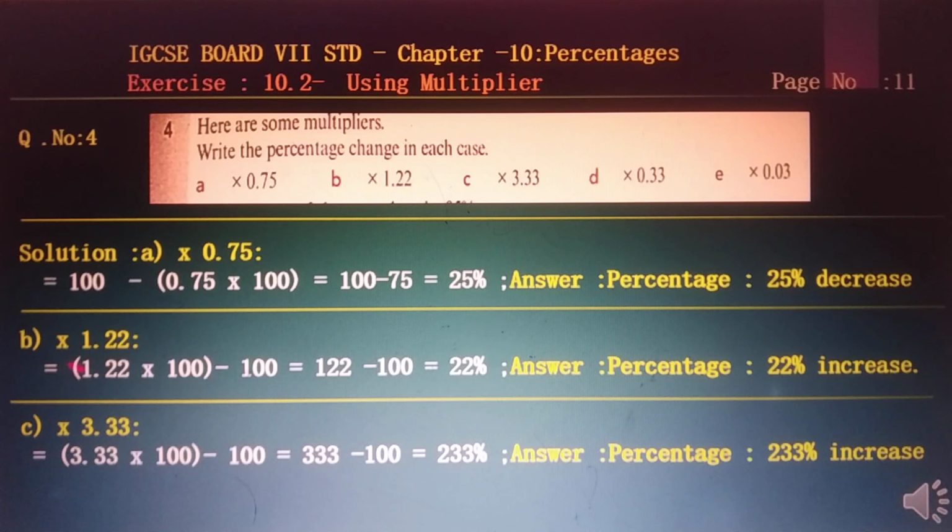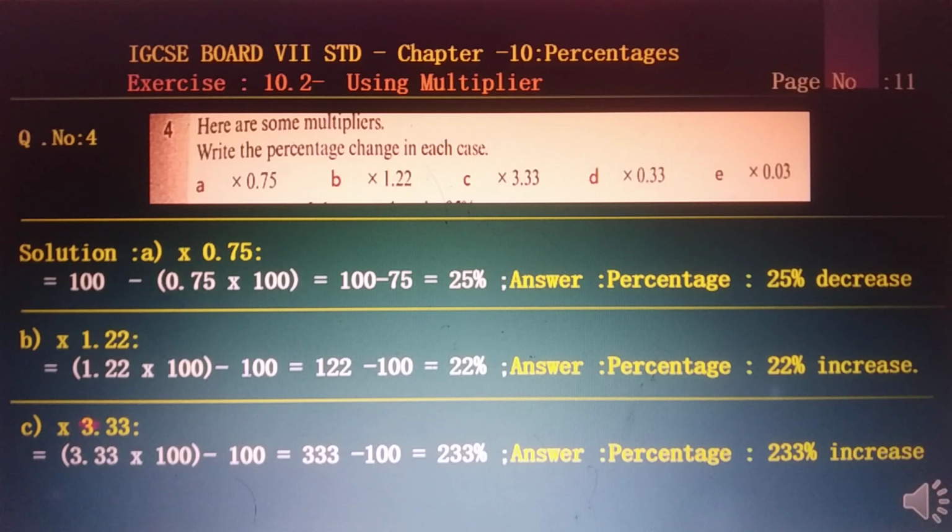And the same way for 1.22, here 1.22 into 100 minus 100. 1.22 into 100 is 122, minus 100 is 22. The answer is a 22% increase. Here the value first, below 100, means decrease, and above 100 means increase.